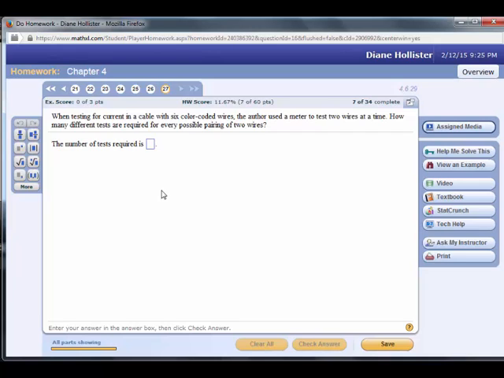When testing for current in a cable with 6 color-coded wires, you could use a meter to test 2 wires at a time. How many tests could you have? Again, order doesn't count, so you're really looking at 6 choose 2 with a combination.